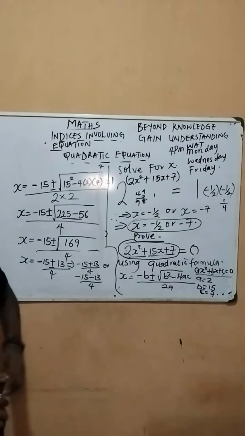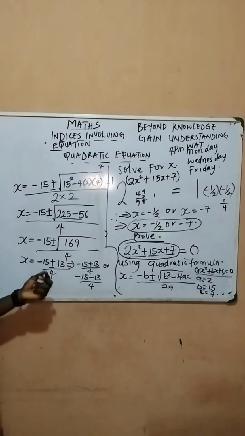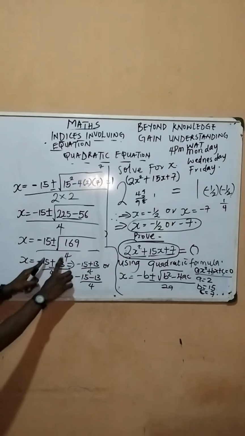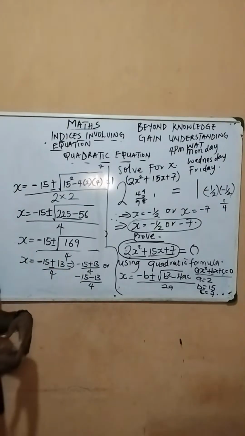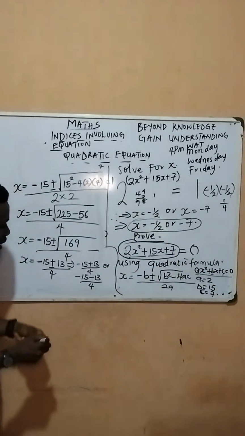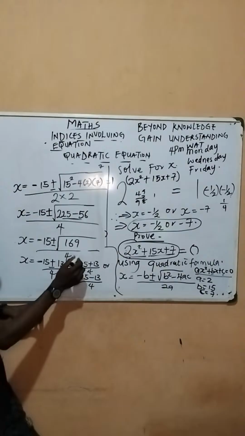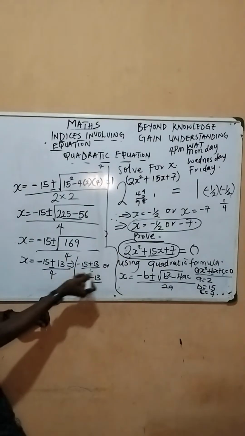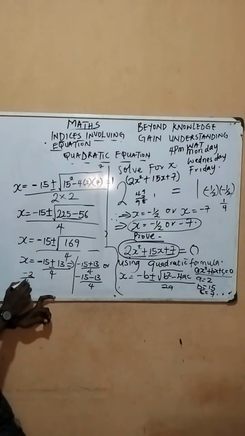So what I simply did, since you're having a plus and minus here, it means that this value can either be on the plus or minus side, and you're going to be expressing it in that way. That means if you consider simplifying this based on the plus sign, you also consider simplifying it based on the minus sign. That is what it simply means here. So for this part, minus 15 plus 13 is going to give us minus 2 over 4. And that's going to give us, if we reduce this, minus 1 over 2.